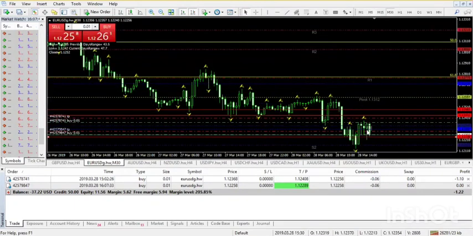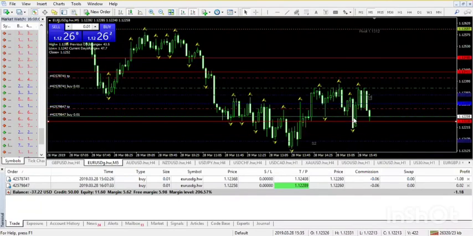Why did I tell you that? Because it has to reach this place. If it opens the shadow here, you're going to have a decline. So you can do scalp trading in this area. Any questions?